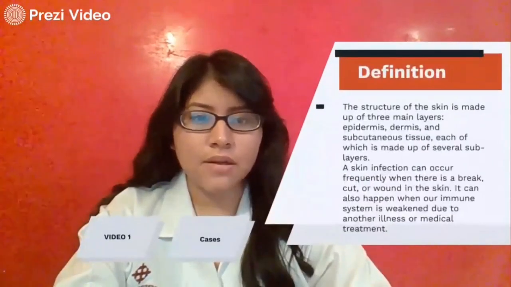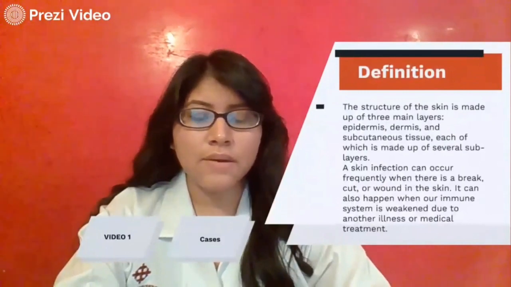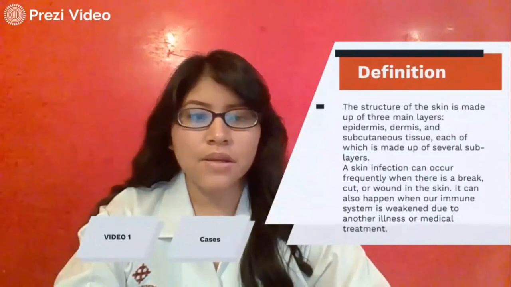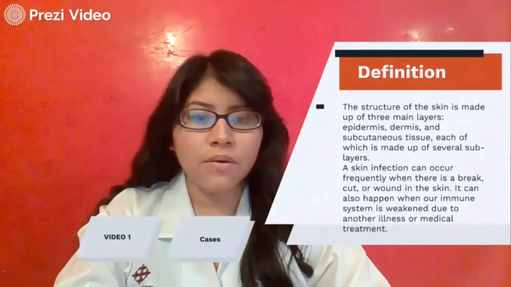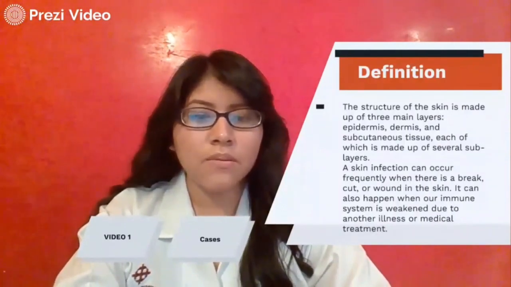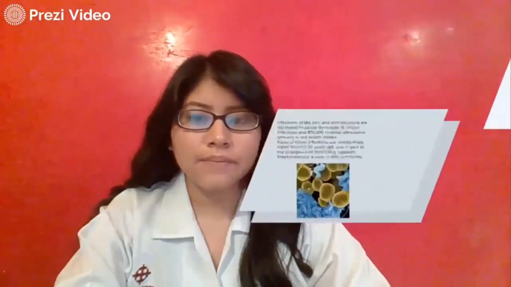The structure of the skin is made of three main layers: epidermis, dermis, and subcutaneous tissue, each of which is made of several sublayers. Skin infections can occur frequently when there is a break, cut, or wound in the skin. It can also happen when our immune system is weakened due to another illness or medical treatment.